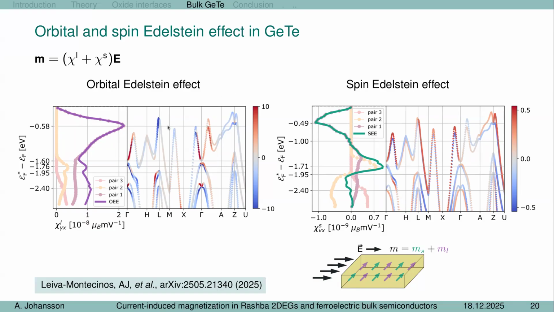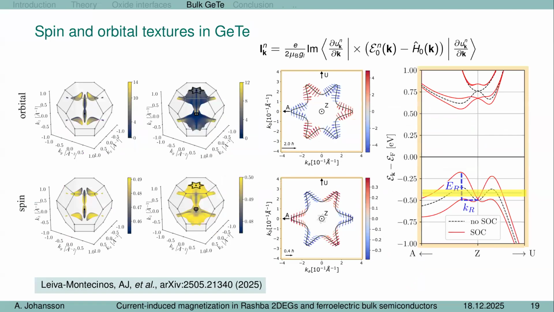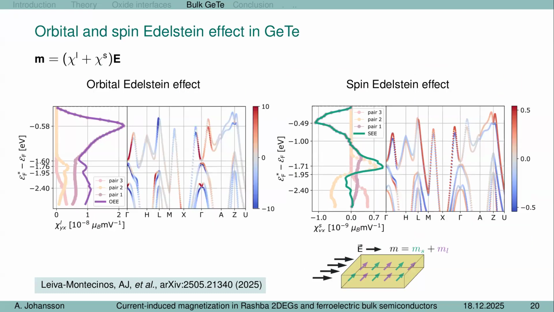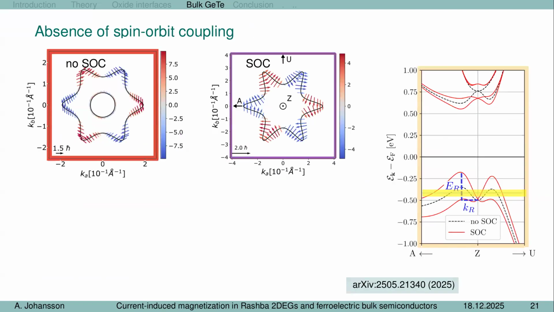And maybe one last comment, which makes these ferroelectric semiconductors so interesting. You can switch the polarization direction if you apply an electric field. And if you switch that polarization direction, then spin and orbital textures would also be inverted and the band structure would remain the same. So by polarization switching, you should be able to switch the orientation of the spin and orbital Edelstein effect. And finally, we were interested in the question, what is the role of spin-orbit coupling?